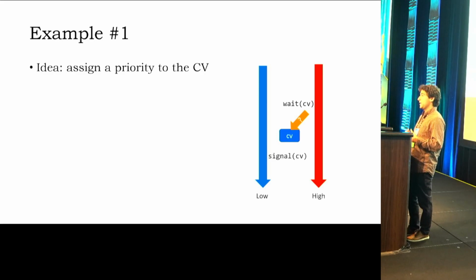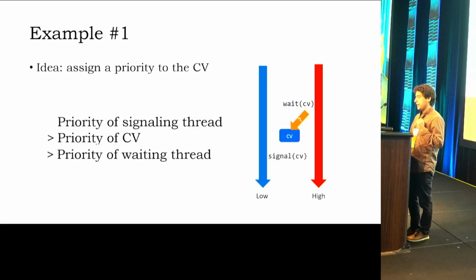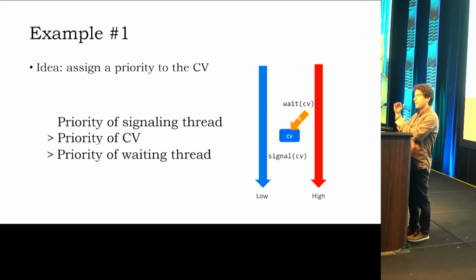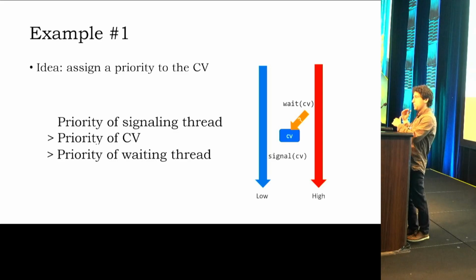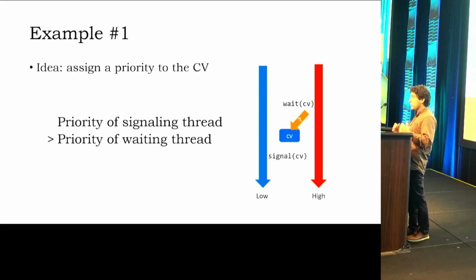But it does have meaning statically at compile time in terms of restricting the threads that can signal on and wait on this particular condition variable. So the primary thing that we require is that the priority of a signaling thread has to be greater than the priority of the CV it signals, which in turn has to be greater than the priority of any thread that might wait on that. And so by transitivity, this ensures that the priority of any thread that might signal a CV is greater than the priority of any thread that might wait on this CV.